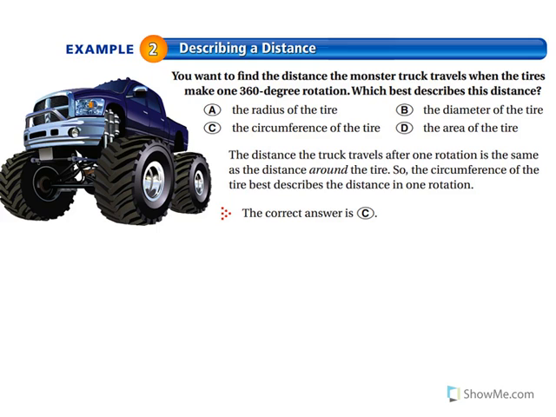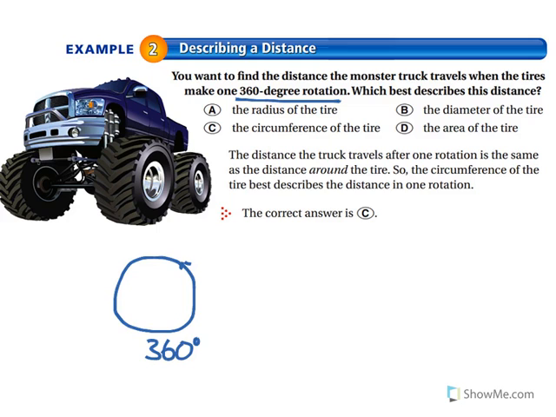All right, monster truck. This doesn't look as bad as it may seem, believe me. It says you want to find the distance the monster truck travels when the tire makes a 360-degree rotation. So imagine it goes all the way one rotation. So if it does a 360, it goes like that. 360 rotation, right? And hey, look, it made a circle. And the distance around a circle, think about that. So it says, which best describes this distance?